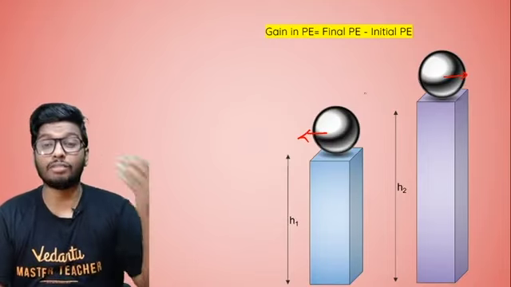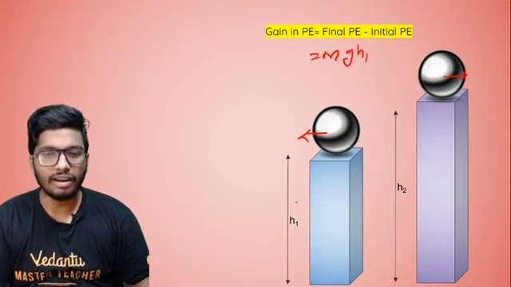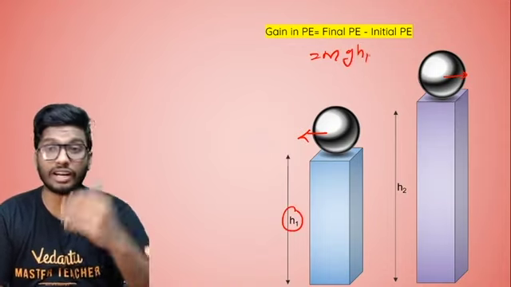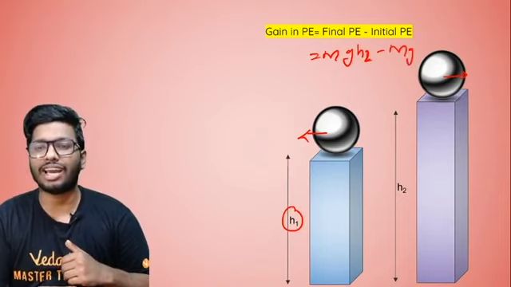So how do you calculate it? Now, potential energy at this height is what? mgh. Now it will be mgh1 because the height is h1. Sorry, this is the final potential energy, so mgh2, final minus initial, minus mgh1.